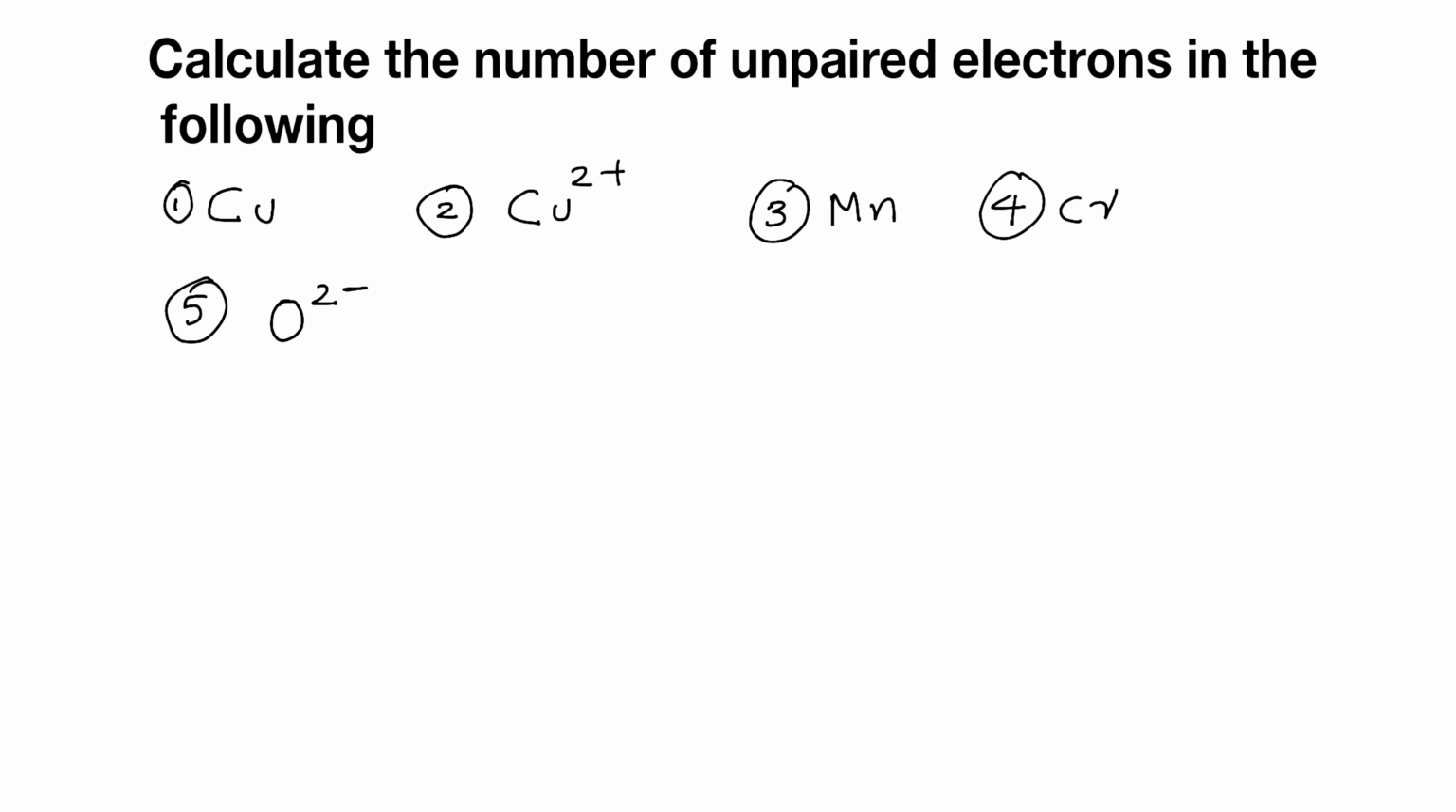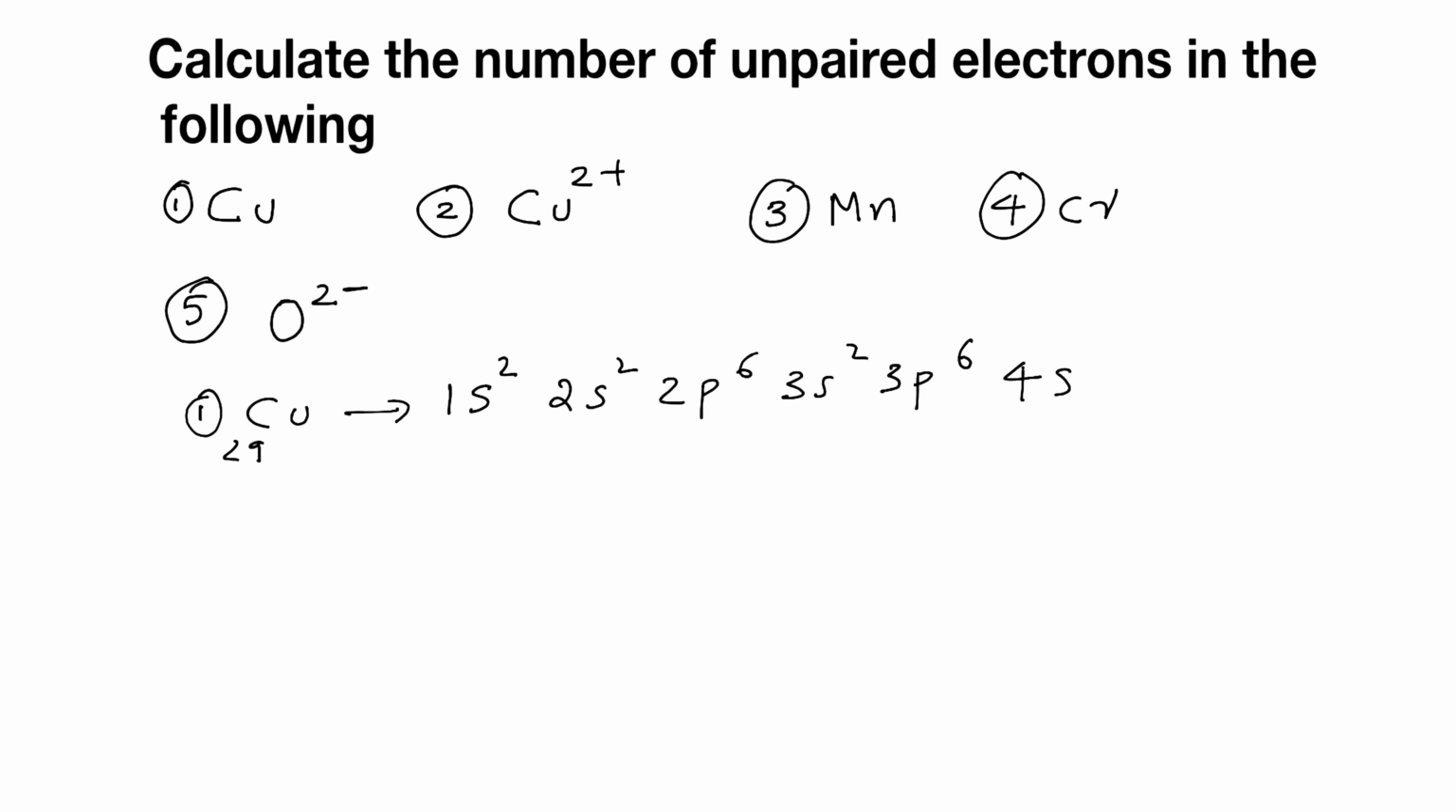Calculate the number of unpaired electrons in the following. First one is copper. You have to write the configuration. Copper atomic number is 29. You must learn by heart all the configurations, okay? 1s2, 2s2, 2p6, 3s2, 3p6, then 4s1. Exceptional configuration, right? Copper. 3d10. Correct. Now check. 3d is fulfilled, okay?